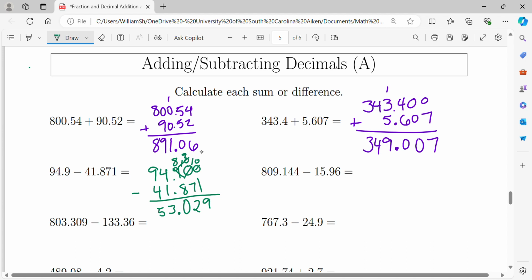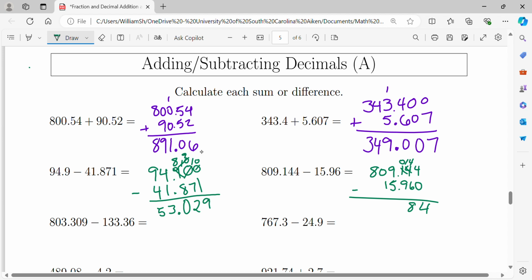Let's try this one. I've got 809.144 minus 15.96. Like I said, you can put a placeholder 0 there if it makes you feel better. That's fine. 4 minus 0 is 4. I can't do 4 minus 6 because 4 is too small, so I do need to borrow here. I can do that. This is going to turn that into a 14. 14 minus 6 is going to give us 8.